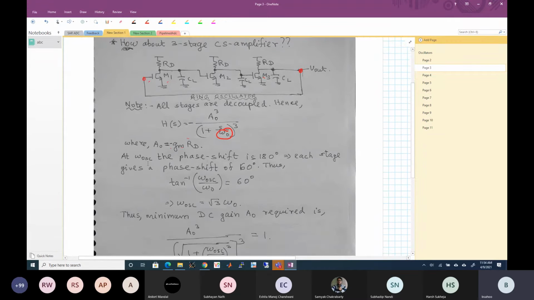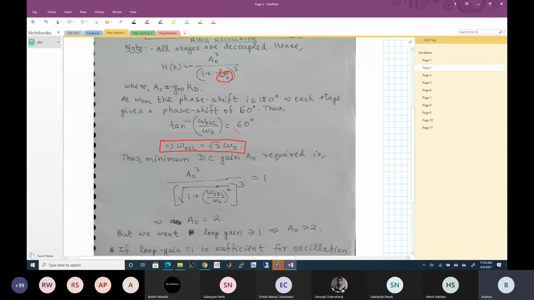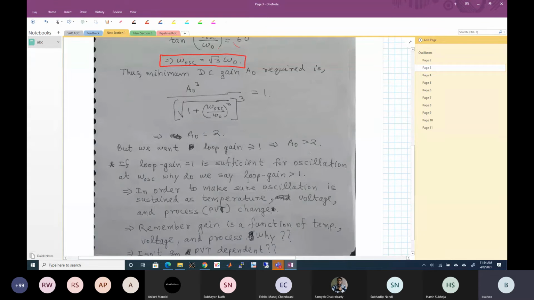So that means at omega oscillation, the frequency dependent phase shift is 180 degrees. That is, each stage gives a phase shift of 60 degrees. Thus, tan inverse of omega oscillation divided by omega naught equals 60 degrees, because each stage gives a phase shift of tan inverse of omega divided by omega naught. Omega oscillation, we already derived this: the oscillation frequency is equal to √3 omega naught. The minimum DC gain A naught required is A naught greater than or equal to 2, which we have also derived earlier.